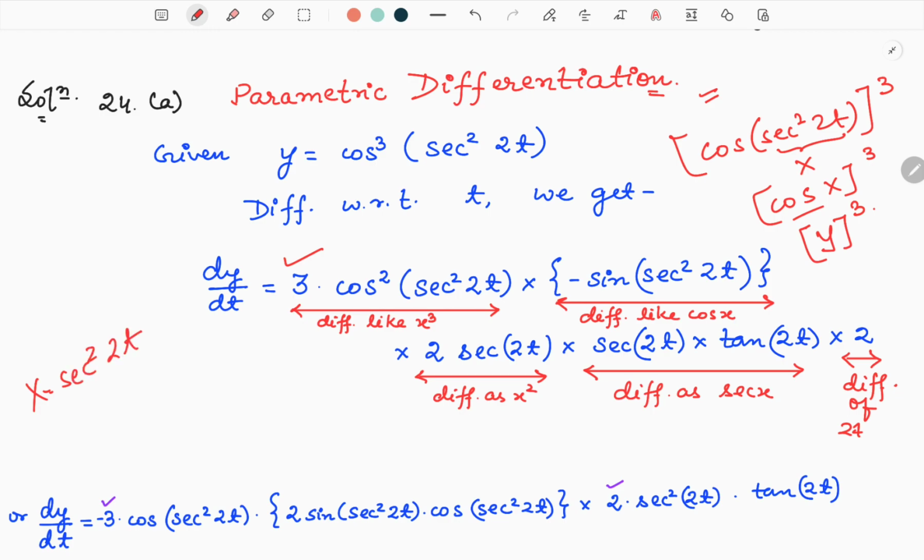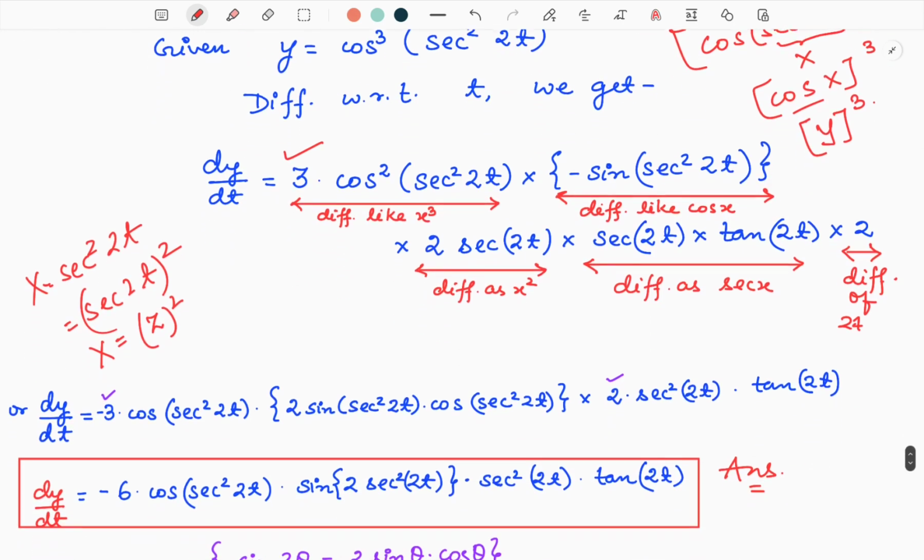Sec square 2t can be written as sec 2t whole square. And if we take this as, let us say, z, then x is z square. Z square differentiation is 2z, so I have written 2 sec 2t. After that you have to differentiate z. Z is sec 2t. Sec x differentiation is sec x tan x, so I have written sec 2t into tan 2t. And at last we have to differentiate 2t, and 2t differentiation is 2.